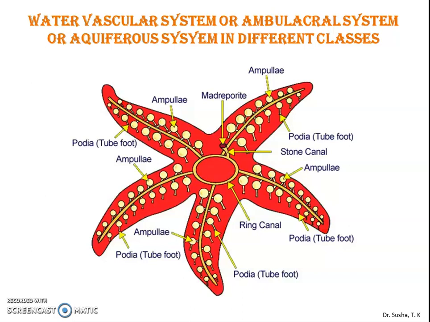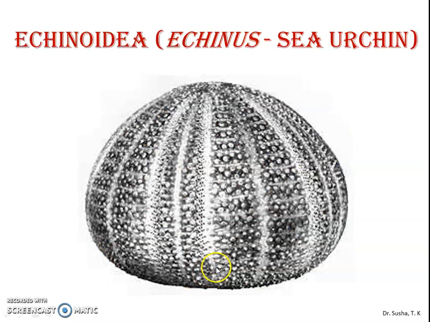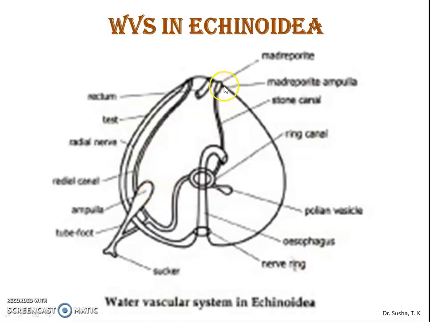Let us go to the water vascular system in class Echinoidea. Echinoidea include sea urchins. The water vascular system of Echinoidea resembles the typical water vascular system of the starfish. This is the picture of the sea urchin, and these are the ambulacral area and interambulacral area. On the aboral side, the madreporite is present. The madreporite is connected to the ring canal by an S-shaped stone canal, as in the starfish.